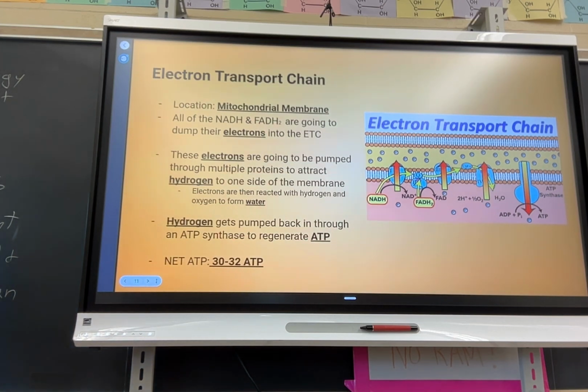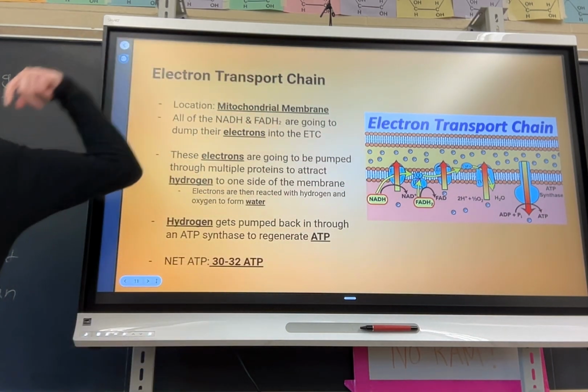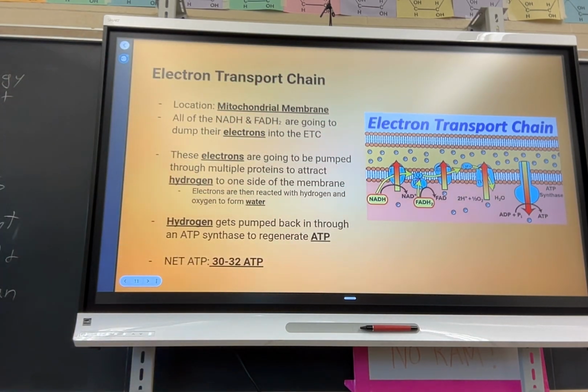So like I said, the electrons get dropped off. They run through a whole bunch of tubes and proteins and things, like kids playing at a playground. They're going to lose all of their energy, and they are going to shuttle hydrogen back over, where the hydrogen comes back through and turns the ATP synthase to make ATP.